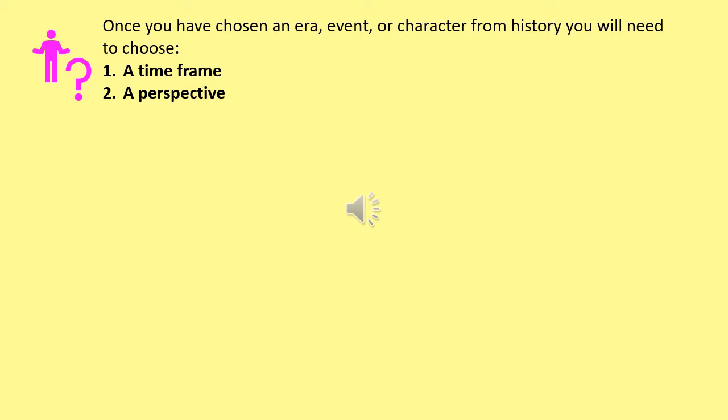Here are some final considerations before we come on to actually planning. Once you've chosen your era, event or character from history, you're going to also need to decide on a time frame and a perspective. On this slide, I've included some details about two really famous novels that are taught in schools.